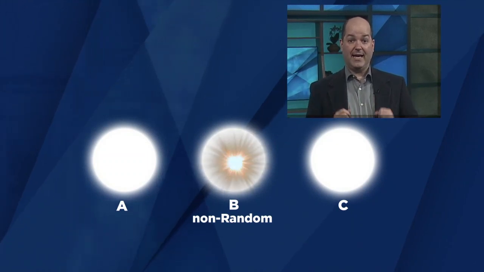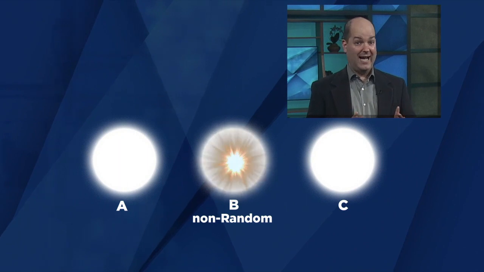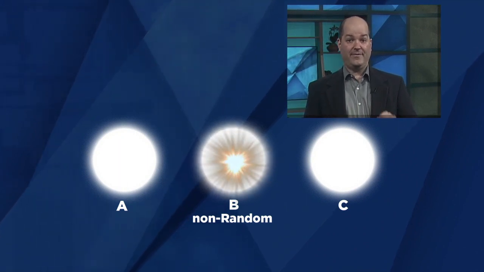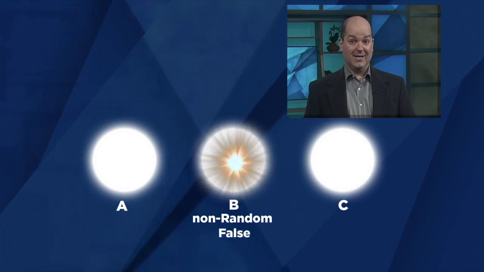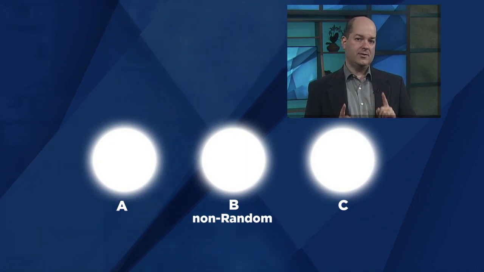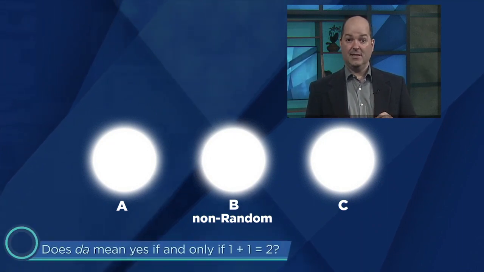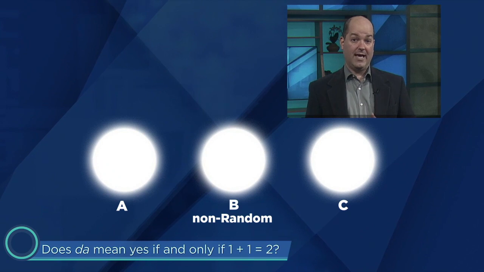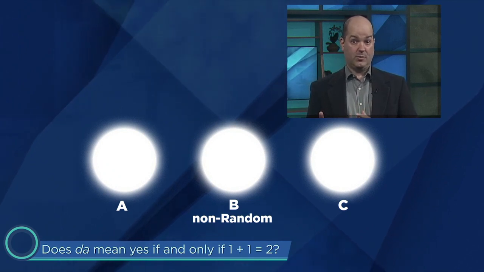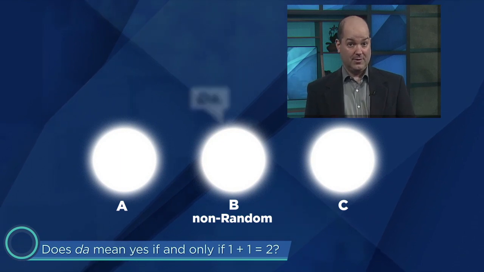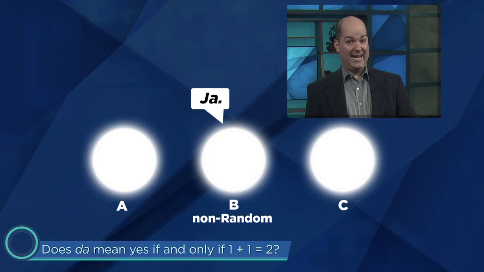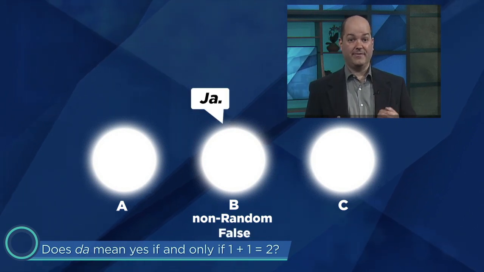Suppose we've definitively identified B as a non-random god, but we don't yet know whether he's True or False. We want to identify B definitively. In other words, is he True or is he False? We can use the solution of our second puzzle to ask, does "da" mean yes if and only if 1 plus 1 equals 2? As we've seen, since 1 plus 1 equals 2 is known to be true, an answer of "da" implies we're speaking to True, while an answer of "ja" implies we're speaking to False.